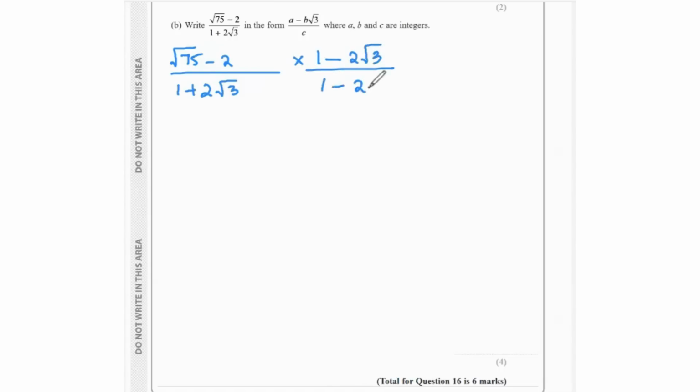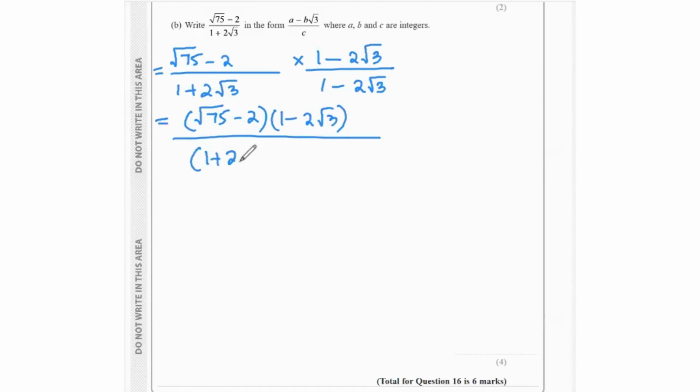It's the same thing. The only thing that changes is that the sign in the middle is opposite. So if it's plus originally, it becomes minus. If it's minus, it becomes plus. So now we multiply the numerator with the numerator and denominator with the denominator. So (root 75 minus 2) times (1 minus 2 root 3) over (1 plus 2 root 3) times (1 minus 2 root 3). So that's going to be root 75 minus 2 times 75 times 3.